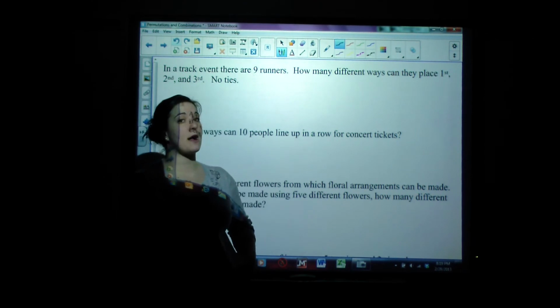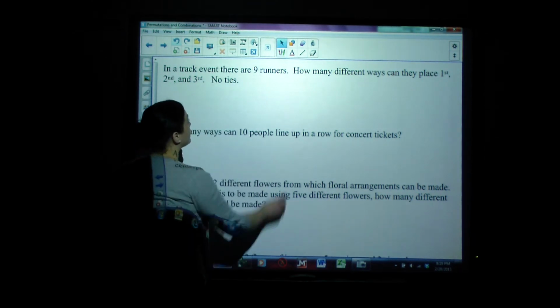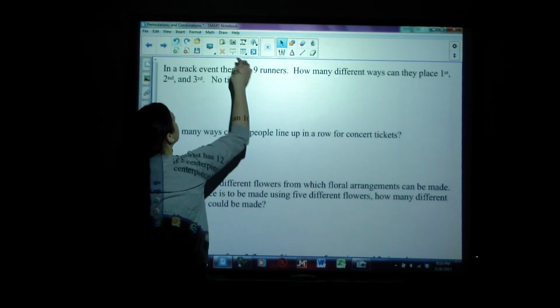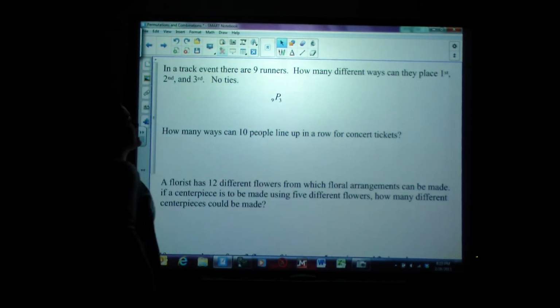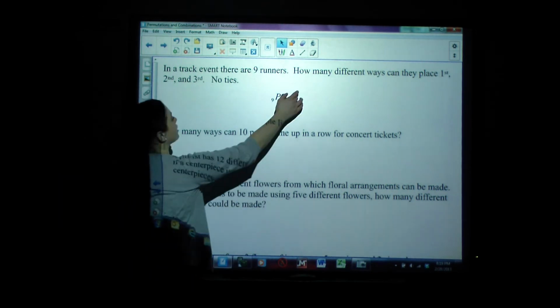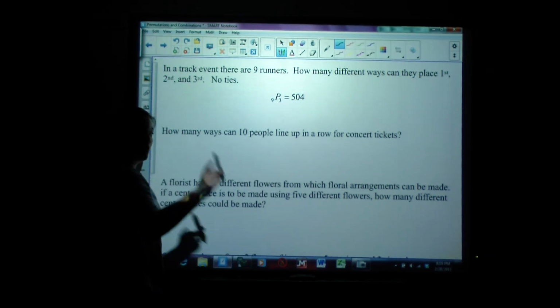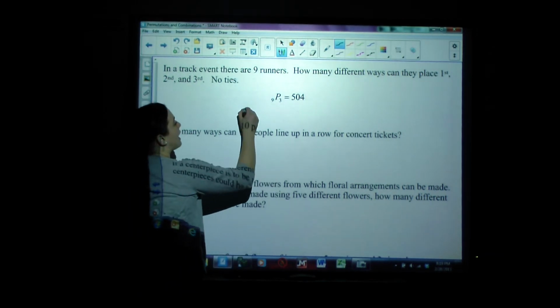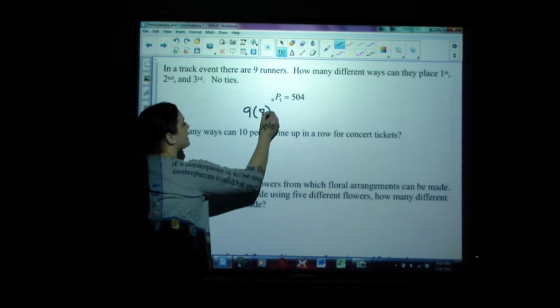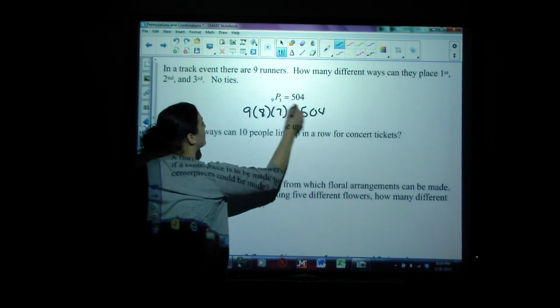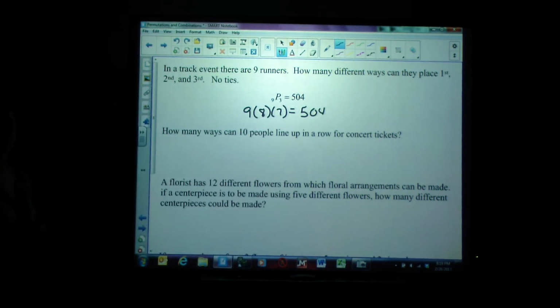So to figure out this problem properly, we have to realize we have 9 runners total and 3 places for finishing. So what we're going to need to do is take 9 permutations of 3. And if we take 9 permutations of 3 on our calculator, we get 504. Now I will say, if you thought about it as 9 times 8 times 7, you will get 504 because those mean the same thing.